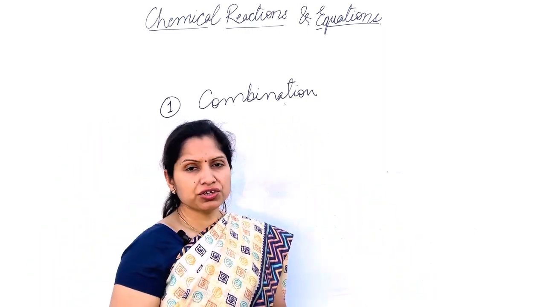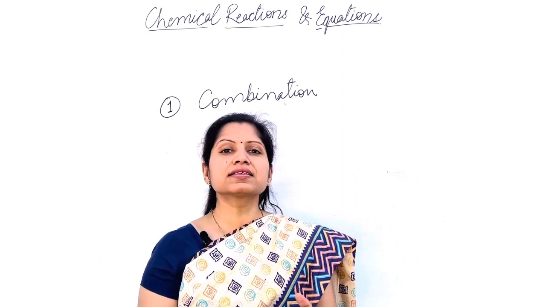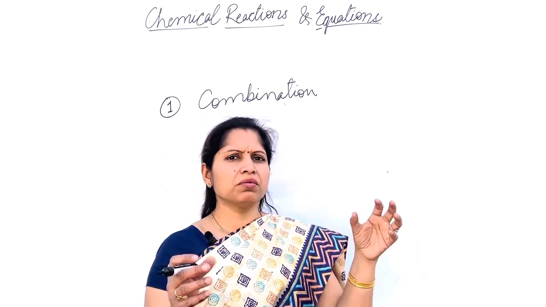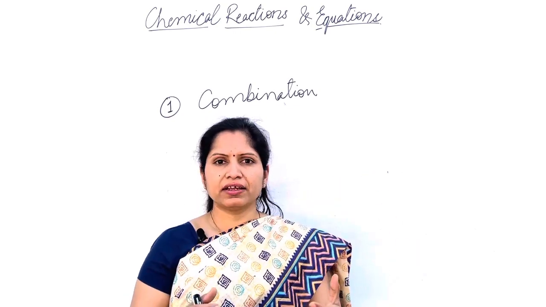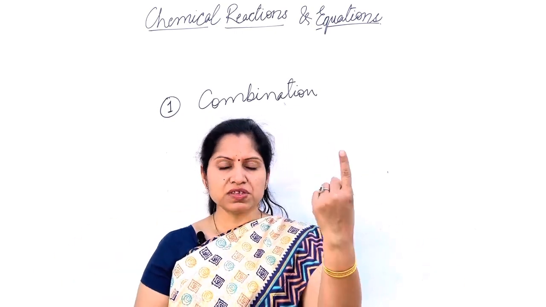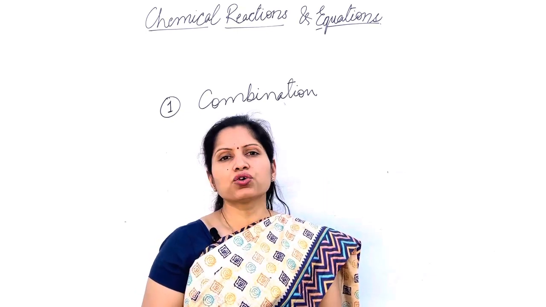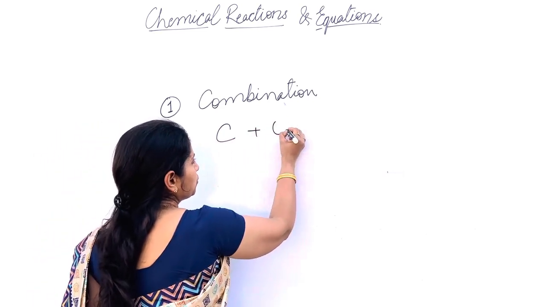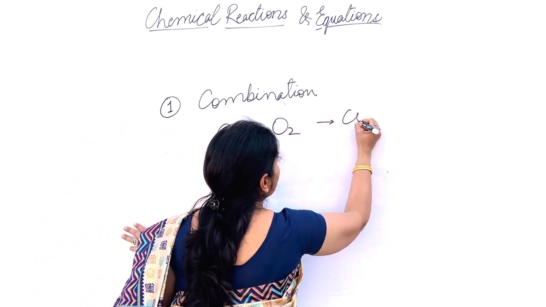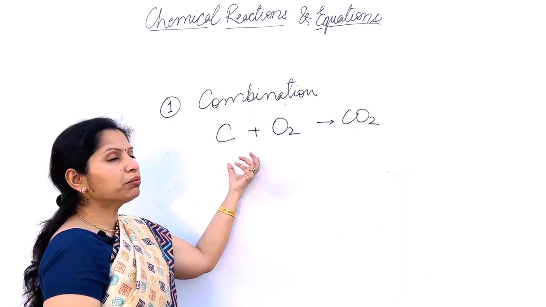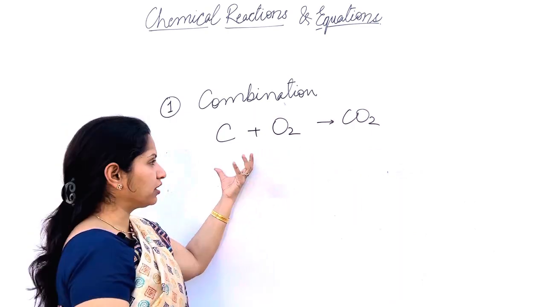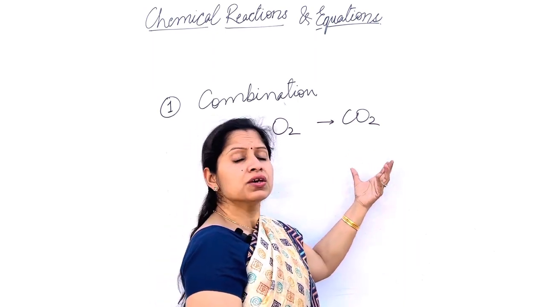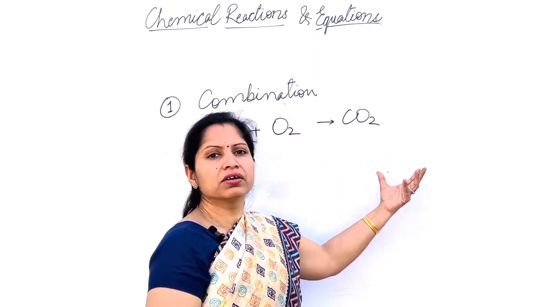First is combination reaction. When two reactants combine together to form a single product. Combination, combine हो रहा है. नाम से ही पता चल रहा है that two things are combining together to form a single product. That is combination reaction. For example, carbon reacts with oxygen to form carbon dioxide. है ना, जब भी आप कोल को बर्न करते हो तो ऐसी ही रिएक्शन होती है. Carbon is going to combine with oxygen to form carbon dioxide. This is one combination reaction.